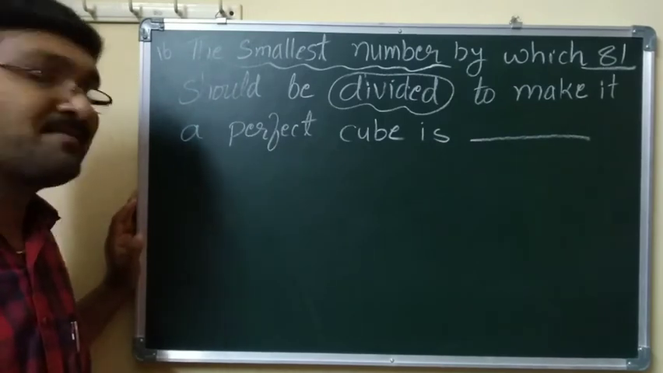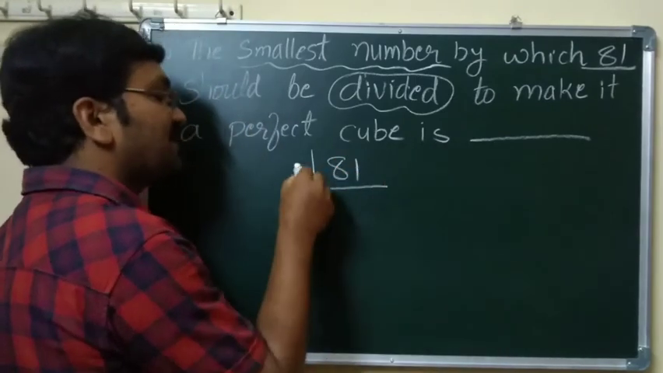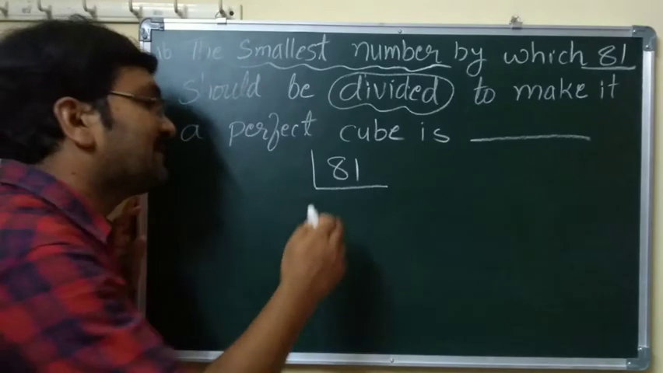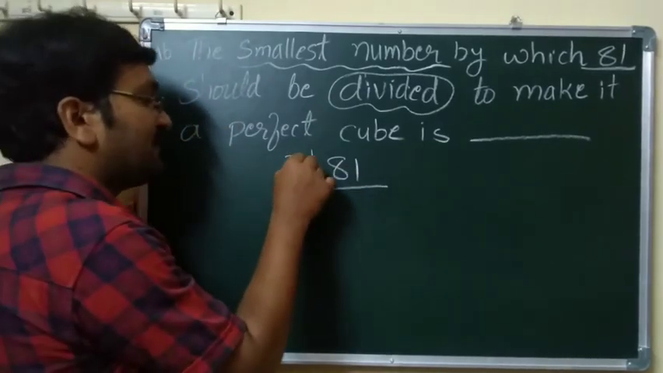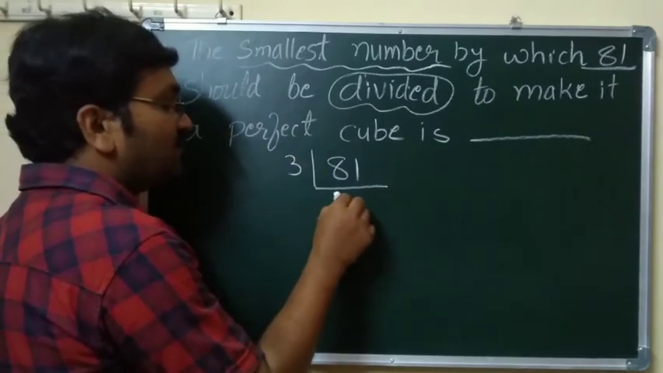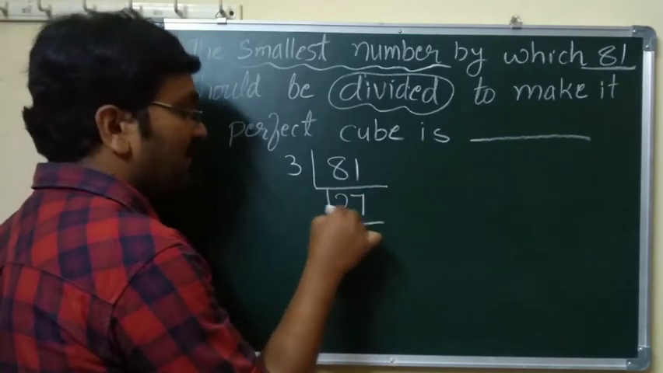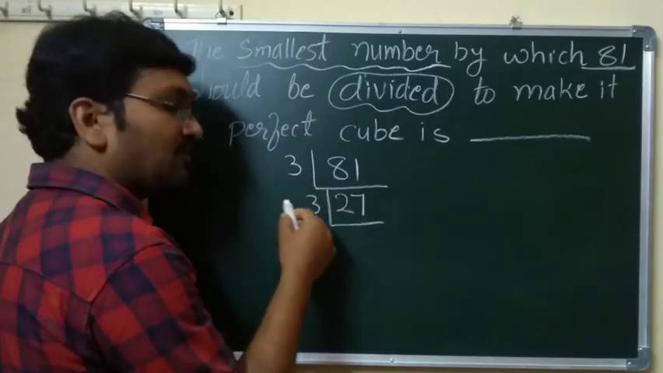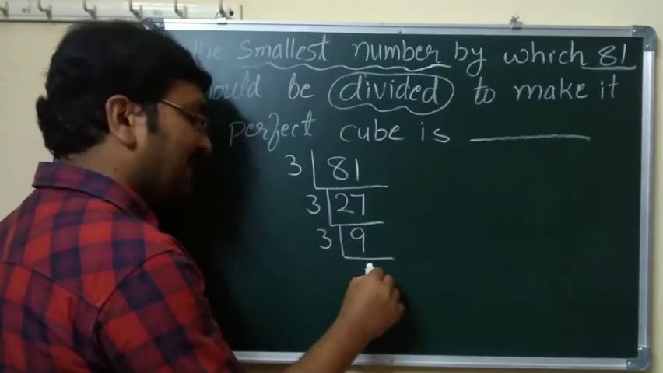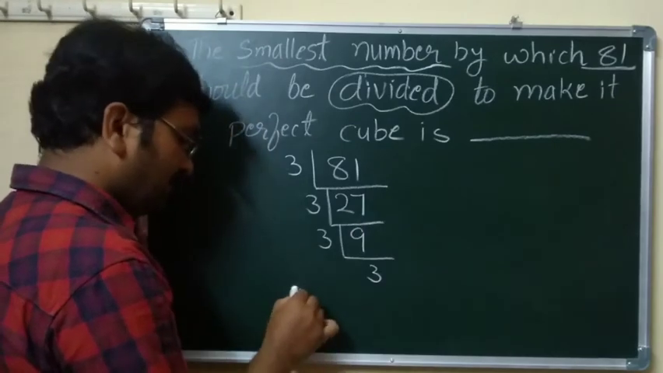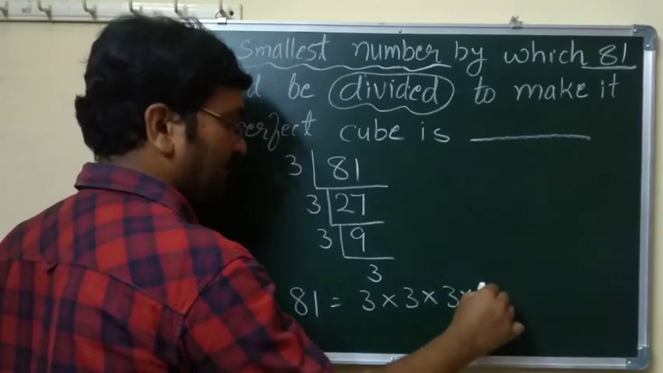Just go for the synthesis method. As we see 81, I am going for the prime factorization. You won't go further with 2 because 81 is an odd number. With 2 it won't go. So next we go for 3. 3 twos are 6, 2 remains, 21. So 3 sevens is 21. Once again I am going for 3 only. 3 nines are 27. So 3 threes are 9. So 81 equals 3 into 3 into 3 into 3.